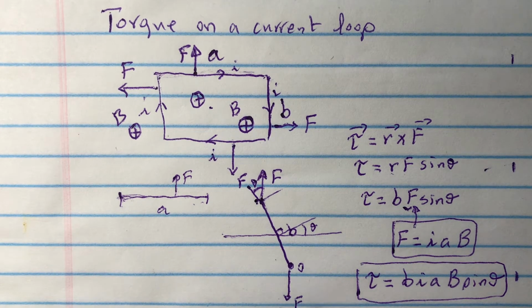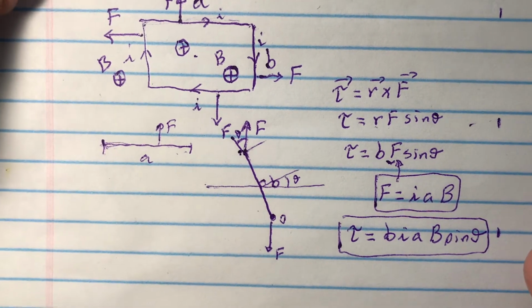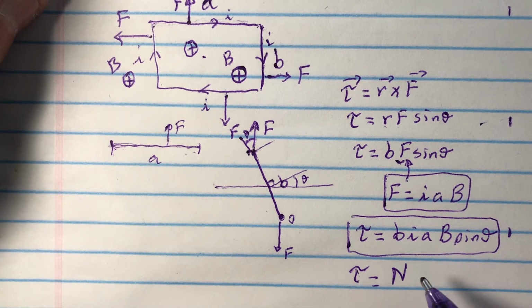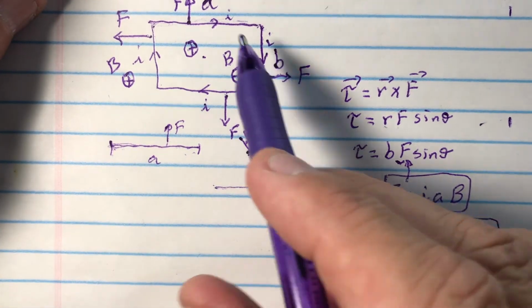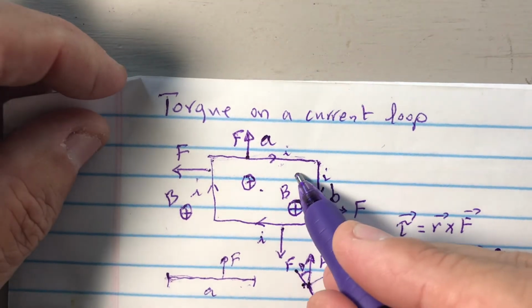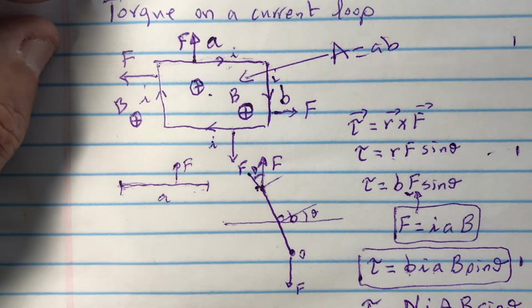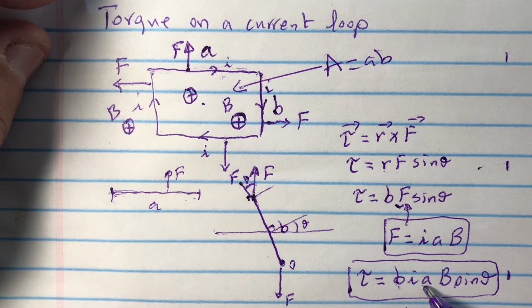Now, we have only one loop. If we have many loops, the torque is equal to the number of loops, N. And I put here I. You see this B A is B times A, which is the area. So I put here A. And then I put B and I put sine theta. And this A is the area of the loop, and A is equal to A times B. That's why I took this A times B and made it A.